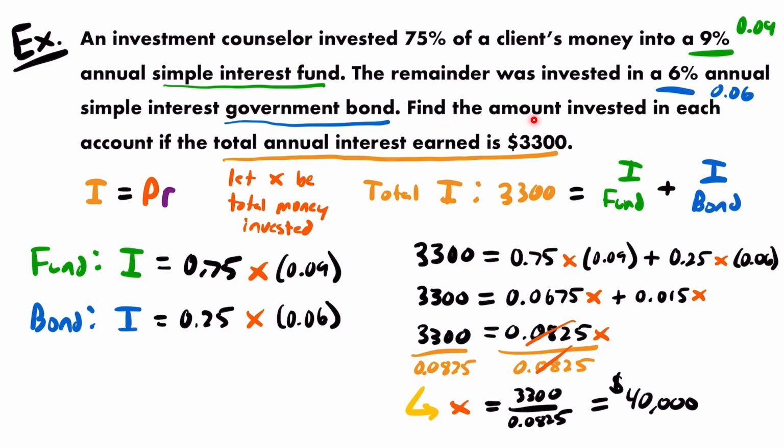All right, we want to know the amount invested in each account. So remember, for the fund, 75% of the client's money went into it. So we want to take 75% of x, or 0.75 multiplied by 40,000.